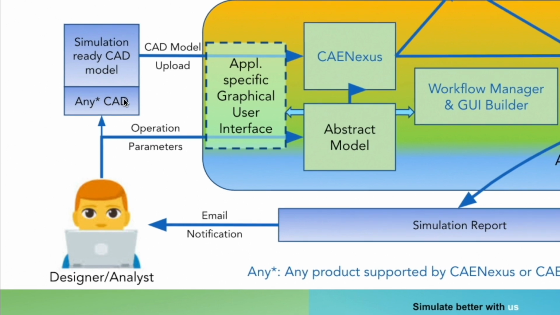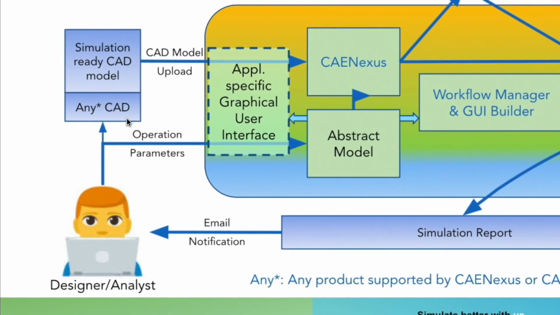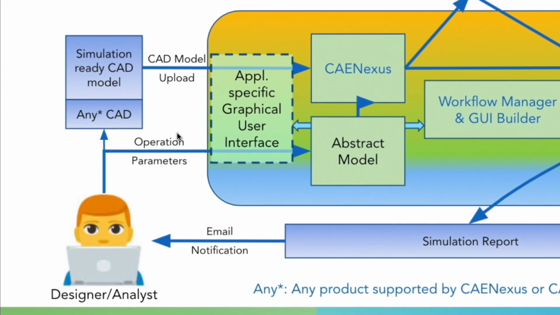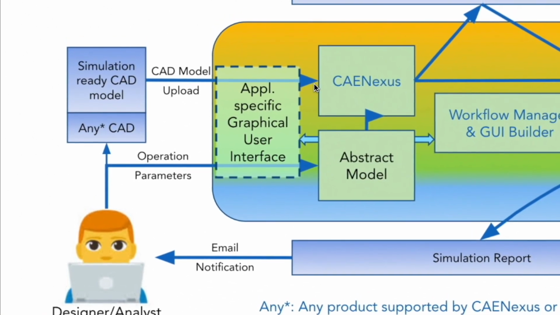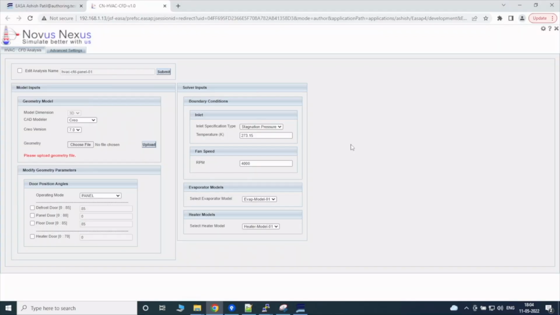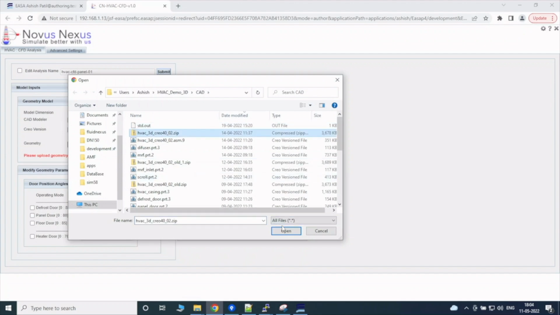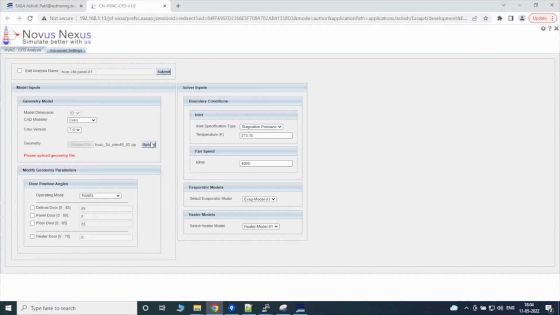So let's zoom out of that CAD model, now that it's been labeled and tagged, and we're going to see how, through a specific web app that we've created, it can automatically be uploaded to CA Nexus. So here you have Novus Nexus's ESA basic web app, and you can see the user, the designer in this case, can simply choose the CAD modeler, the version, and upload the geometry. In this case, we're uploading the one that we just were looking at.